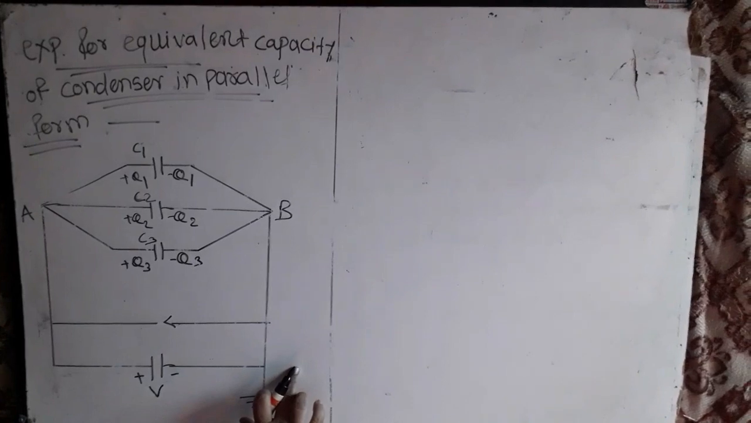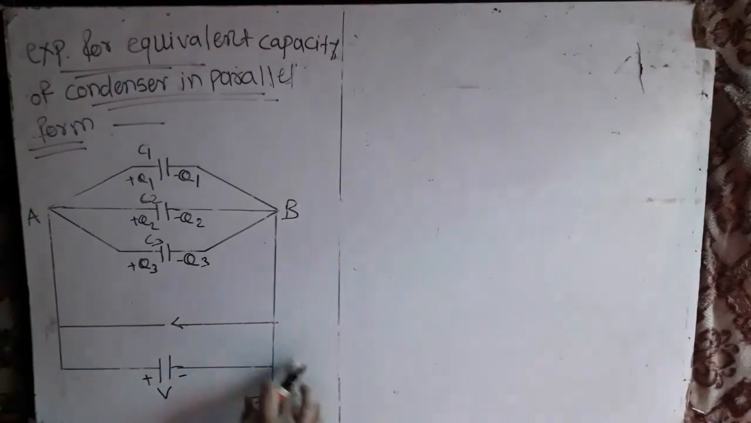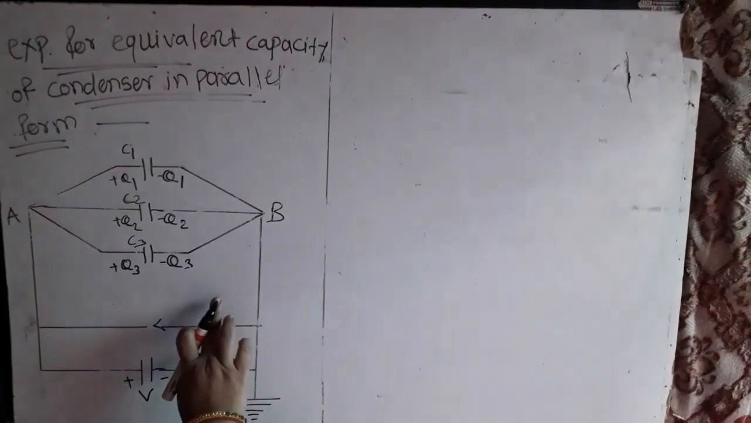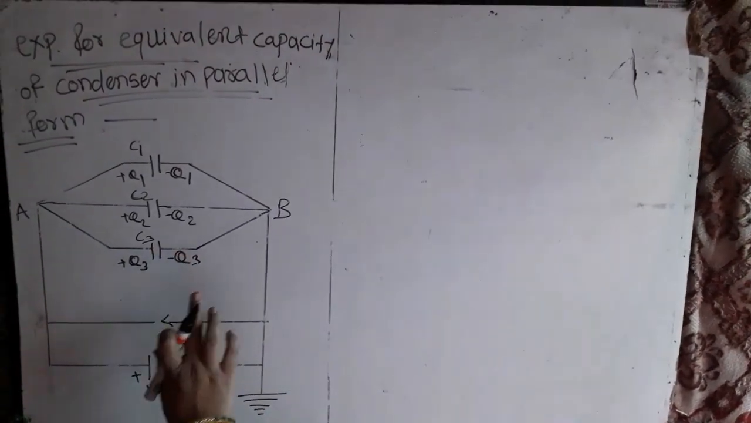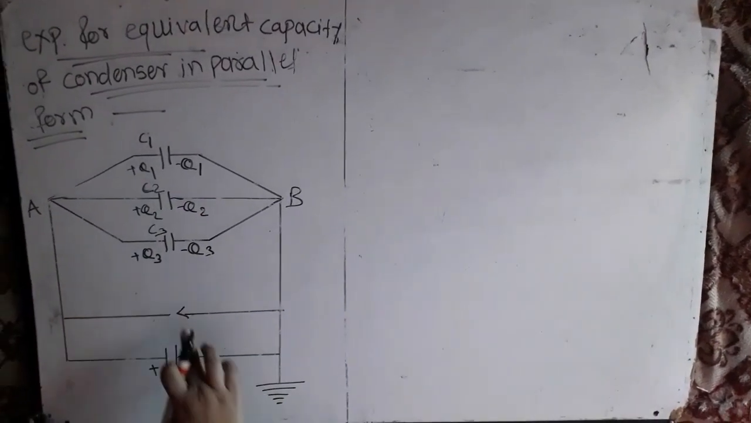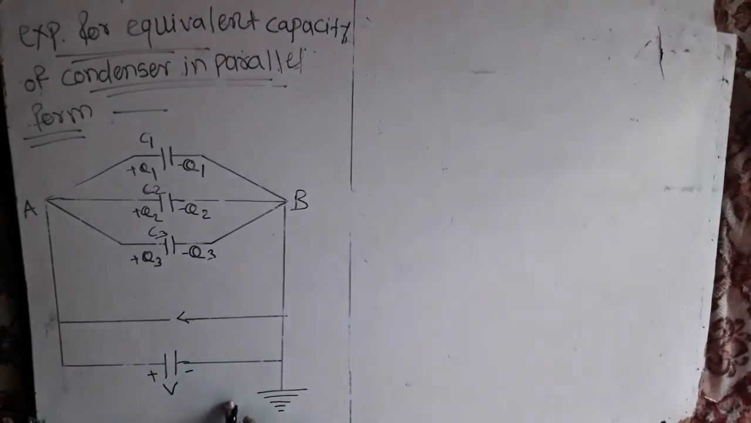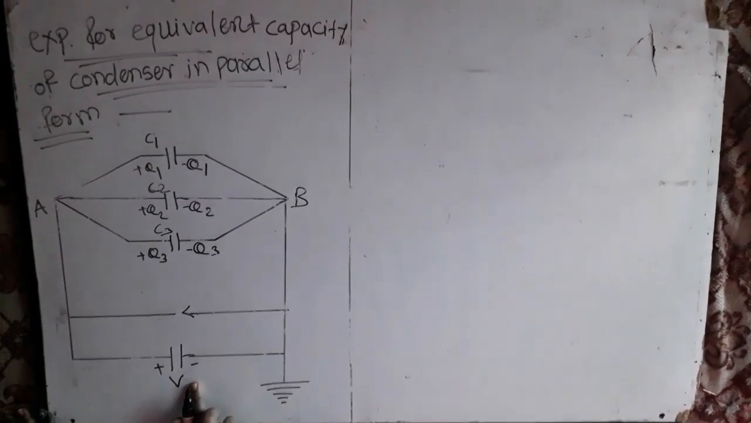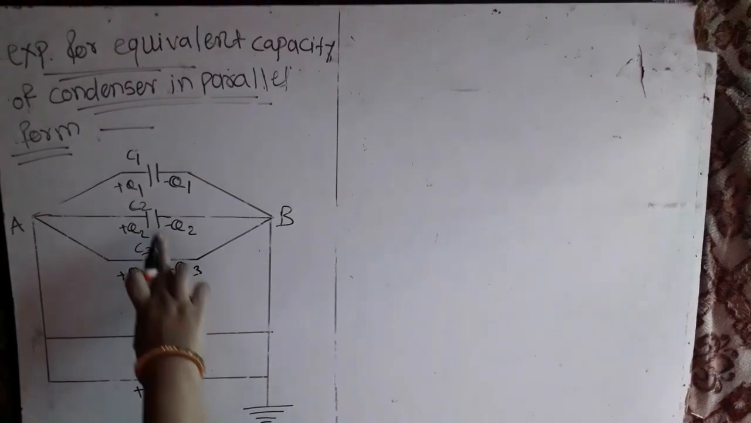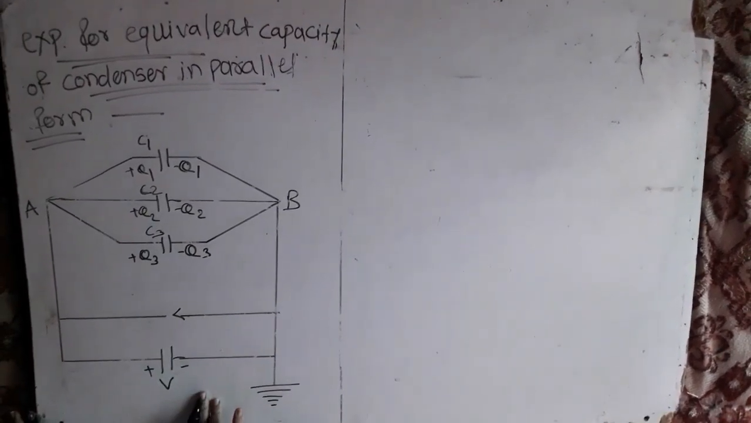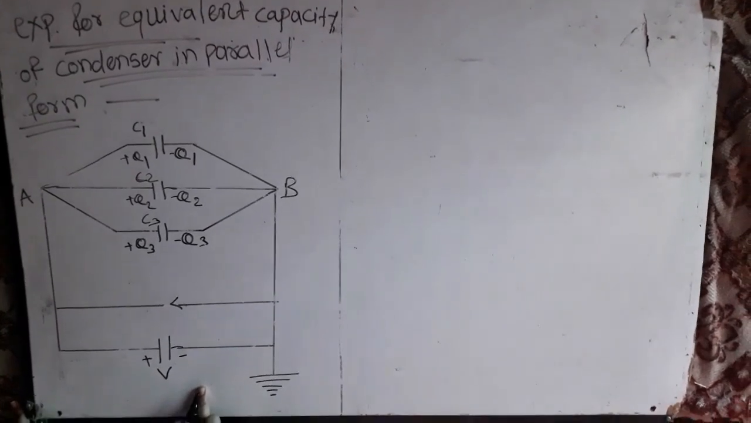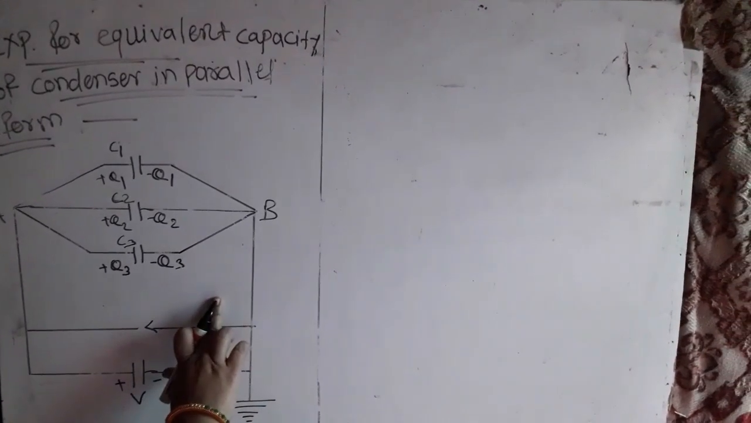See this figure. When a number of condensers are connected in such a way that the condensers carry different charges, but the PD of all the condensers is the same, this is known as condensers in a parallel form. Okay, now the expression for this figure.